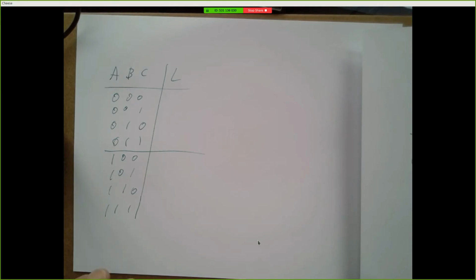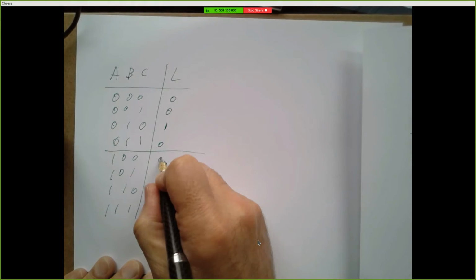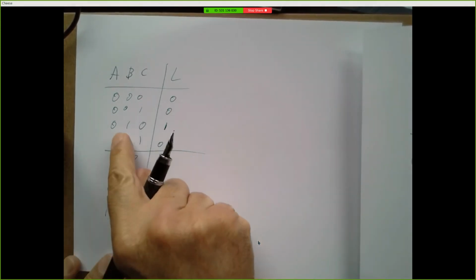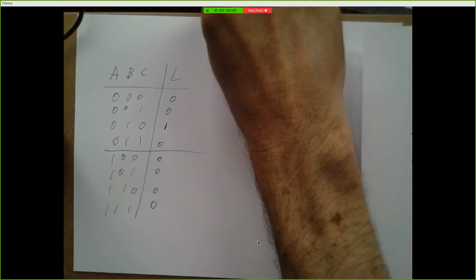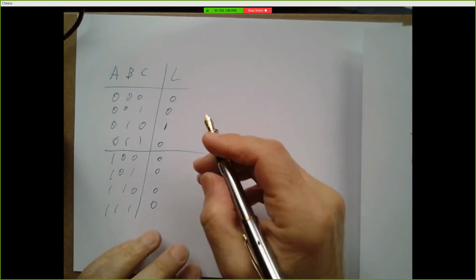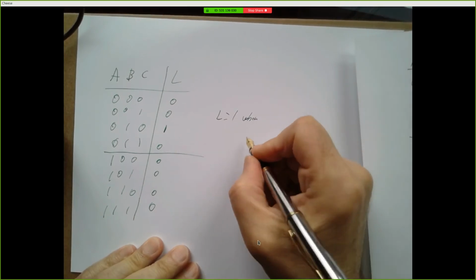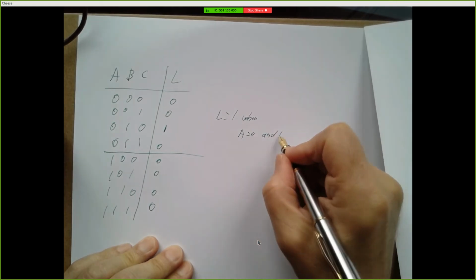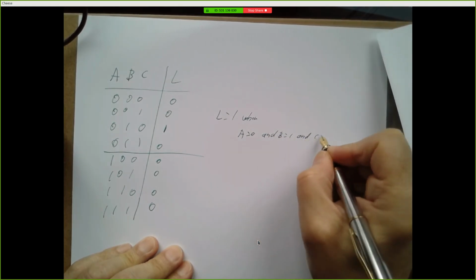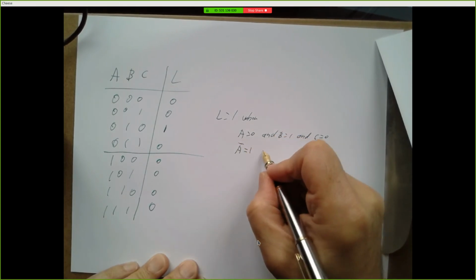And this time, let's suppose that we wanted to unlock, in this case up here, where A is 0 and B is 1 and C is 0. Could we write an equation for that? So we want L to be 1 when what happens? A is 0 and B is 1 and C is 0, which is the same as A bar, B, C bar? Mm-hmm, exactly.